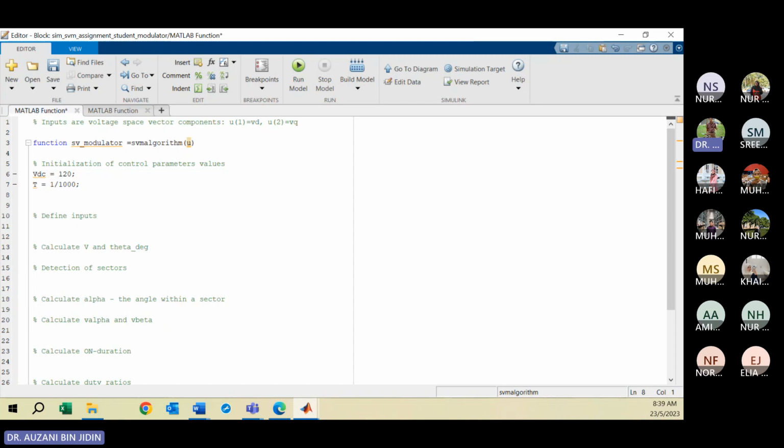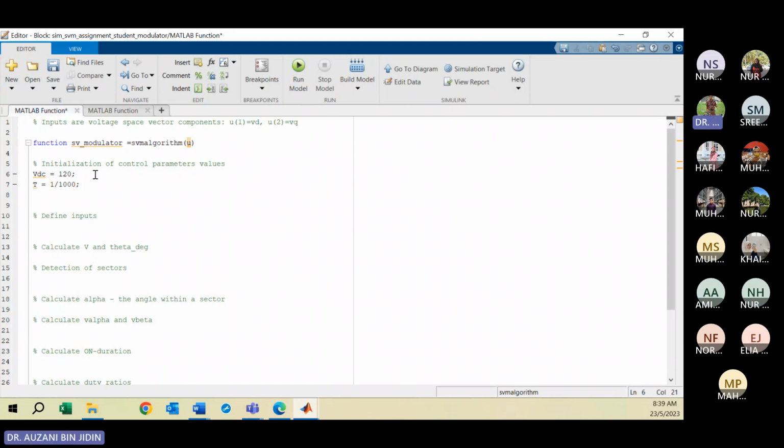Okay, so you may write the comment. To write a comment, you must type the percentage symbol here, then give the comment. This is the instruction for the initial value of the DC voltage. Then T is the switching period.